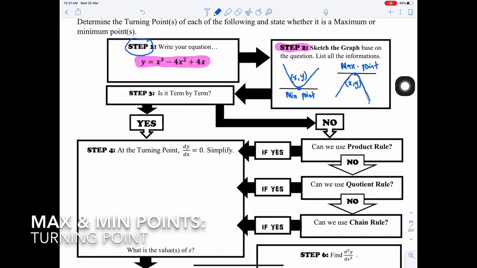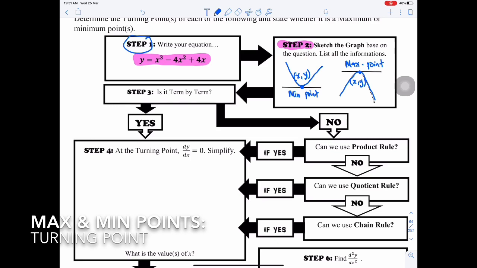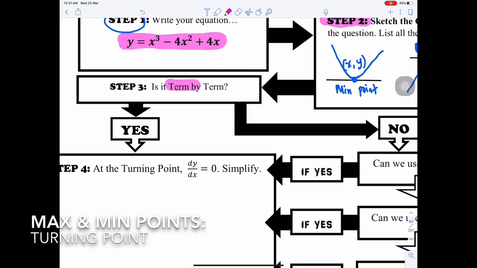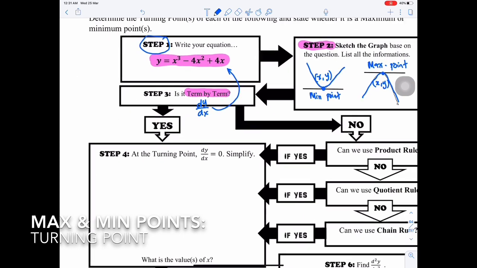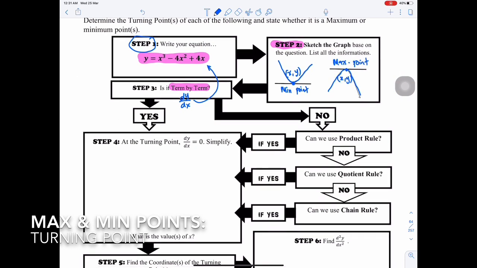Then continue to step 3. Is it term by term? What is the meaning of term by term? Term by term means, if we want to differentiate the equation, there are 4 methods. First is term by term. So is it term by term? If you look at the equation, it is term by term.